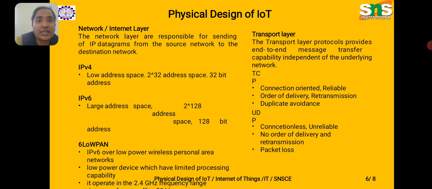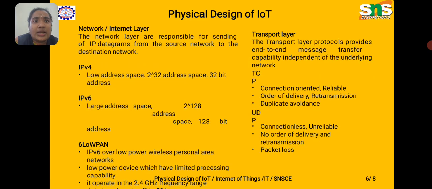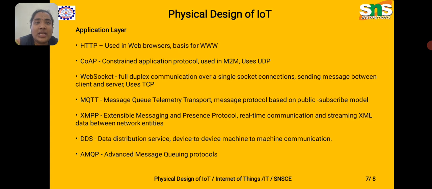The network internet layer is responsible for sending IP datagrams from source network to destination network, with addressing, low address space, etc. The transport layer protocol provides end-to-end message transfer capability independent of the underlying network. TCP consists of connection-oriented, reliable, ordered delivery, retransmission, and duplicate avoidance. In the application layer, HTTP is used by the web browser. CoAP is a constrained application protocol used in machine-to-machine communication.